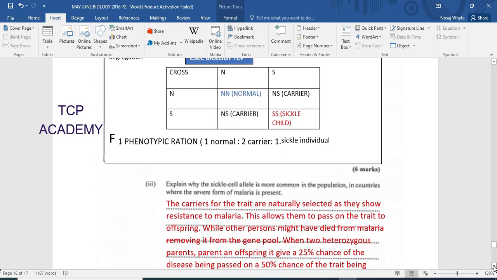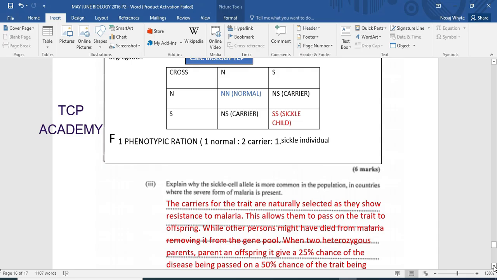Now we're supposed to explain why the sickle cell allele is more common in the population in countries where malaria is present. This is very, very interesting here. If we look back at this Punnett square, we're going to see some of the answer there. Carriers of a trait, the heterozygous form, are normally naturally selected as they show resistance to malaria. Once you have the trait, you are resistant to malaria.